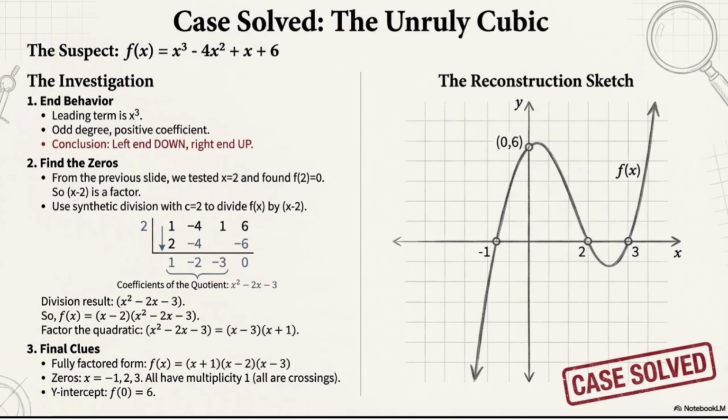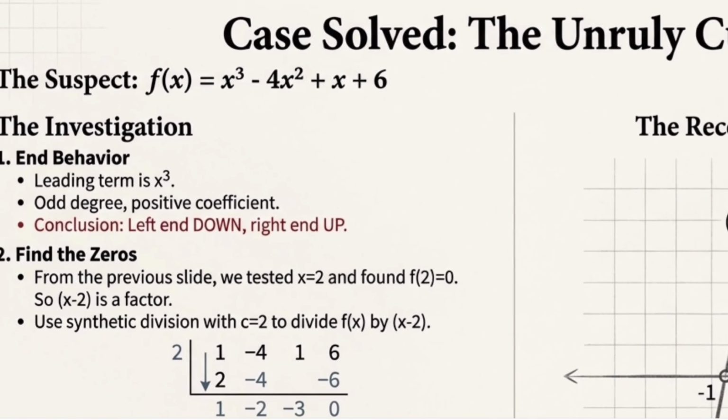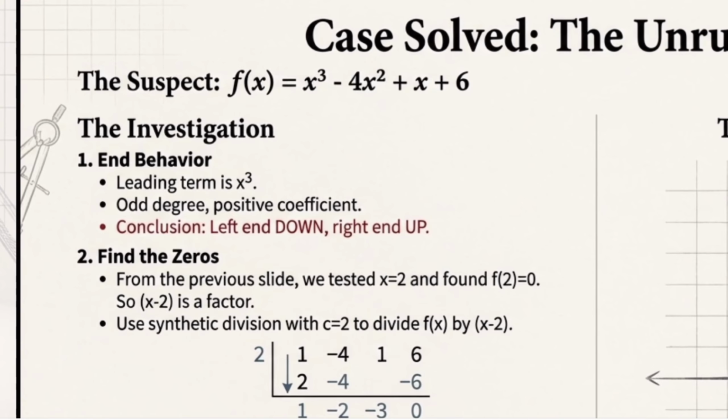So let's talk about it. Let's talk about the case where we are going to use all of these things to see whether it is applicable or not. At this point, I do have the suspect. I do have my f of x is x to the power 3 subtracted by 4x2 plus x plus c. And I would like to see, first of all, the behavior itself.